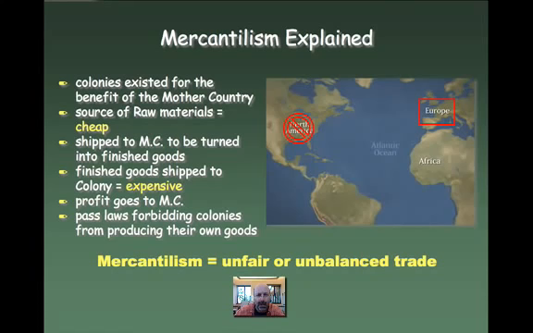The people said that capitalism was a better system than mercantilism because it gave people in the colonies a chance to be able to make profit as well. Okay, so a little bit more fair. Competitive, but fairer than mercantilism.